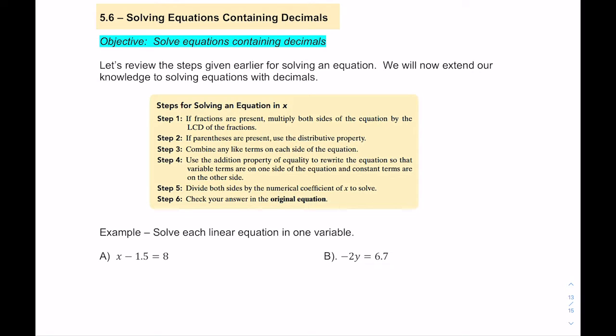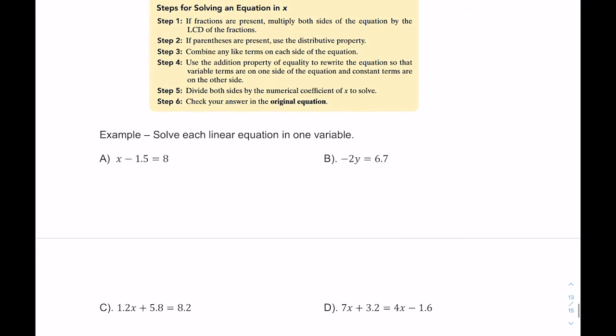variable. Okay, but what we're going to look at today is just how to solve an equation that has a decimal. So you have a couple options. You could leave the decimal the way it is and just solve the problem as is. So for instance, in letter A, this is a relatively easy one. Here you're trying to get x by itself and you want to move that negative 1.5. So you're going to add 1.5 to both sides.